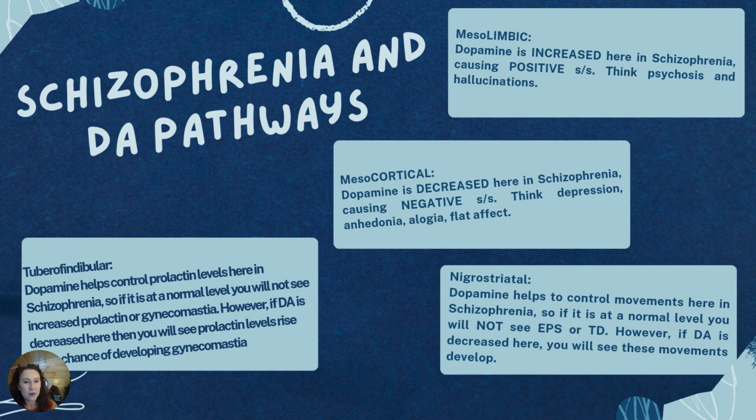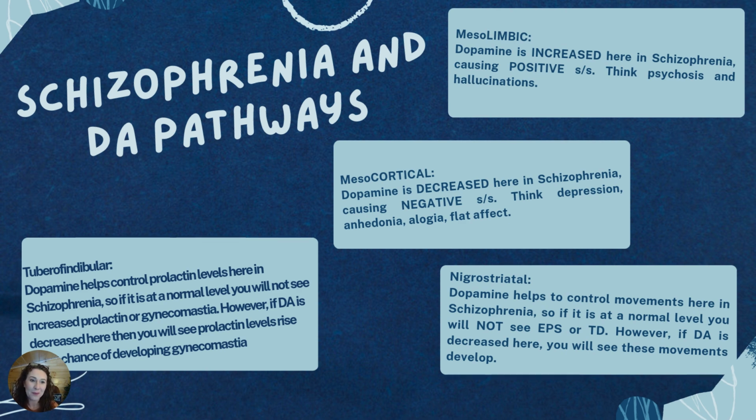Nigrostriatal, remember, what's the first thing we think of? Movement. Nigrostriatal, you see that, you think movement. Dopamine helps control the movements in this area in schizophrenia. So if you're at a normal level of dopamine in the nigrostriatal area, you're not going to see EPS or TD. But if we start an antipsychotic and we decrease the dopamine in this area, what's going to happen? Remember what a decrease in dopamine does? Movement concerns, EPS, TD, Parkinson's. So decreased dopamine in the nigrostriatal, you're going to see movement concerns.